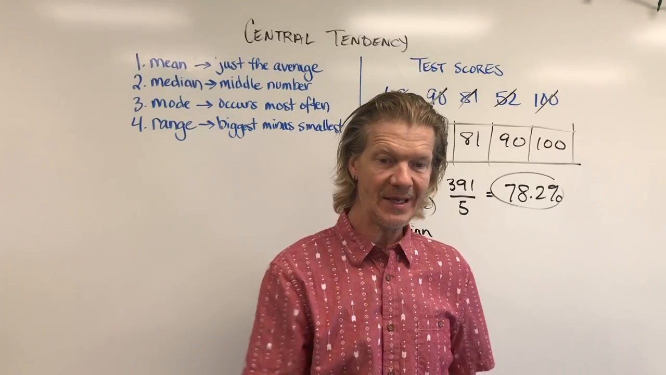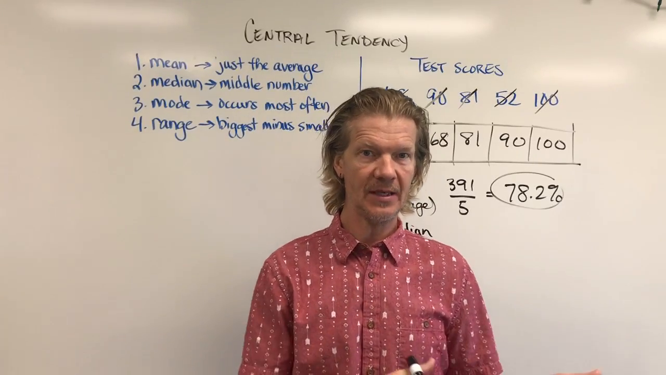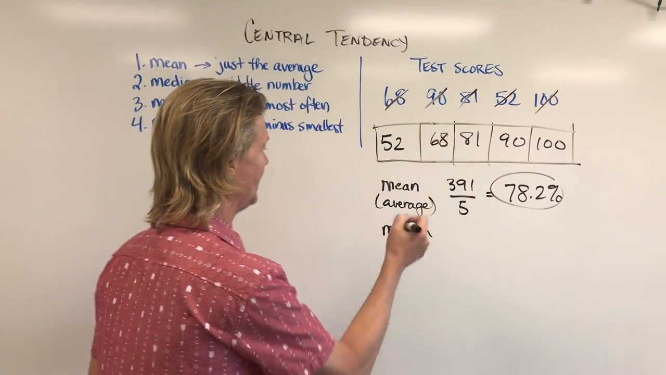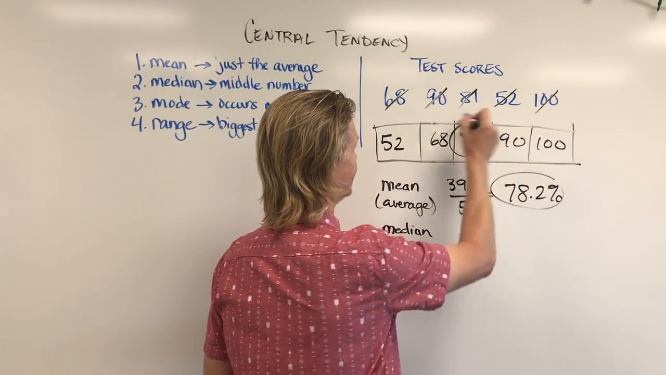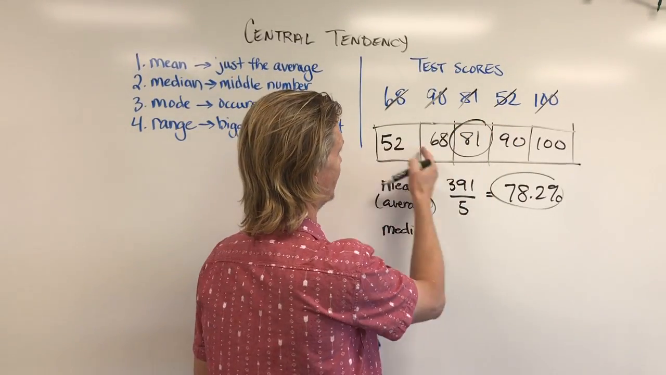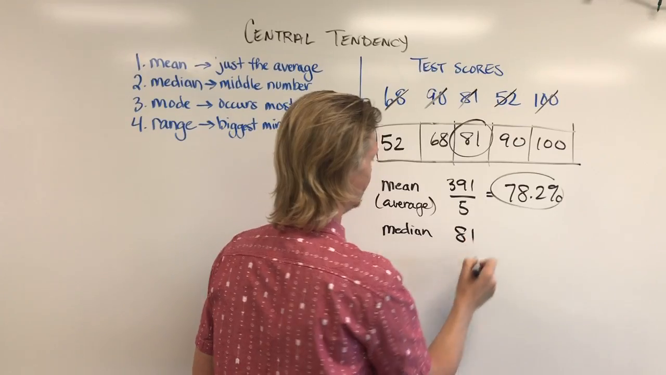Like you want to get over the median. So I always think middle, median, and that's the way I remember it. So median is the middle number. Well, when I have 5 of these, 1, 2, 3, 4, 5, it's easy to find the middle number. 2 on this side, 2 on this side. So the median is 81.